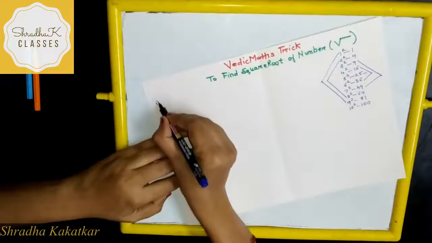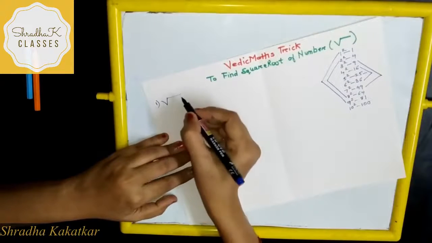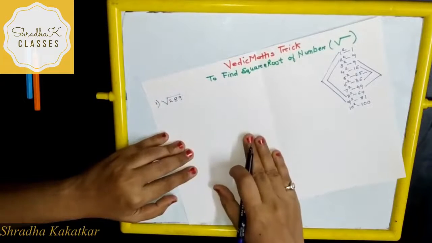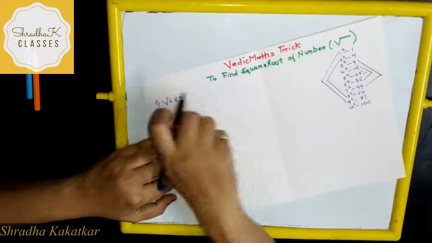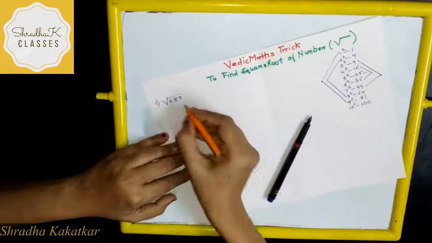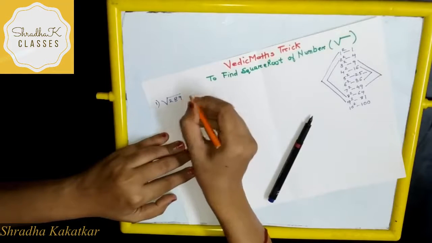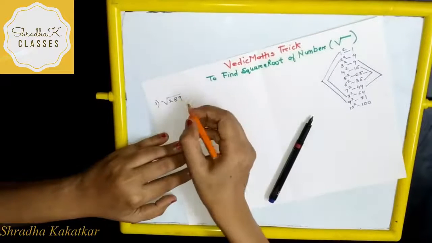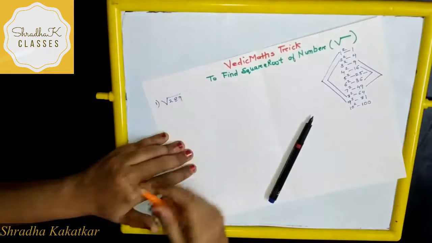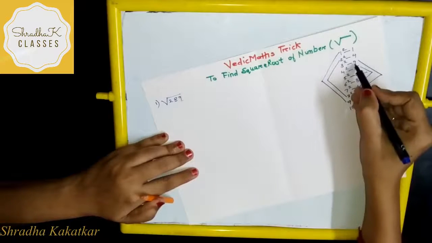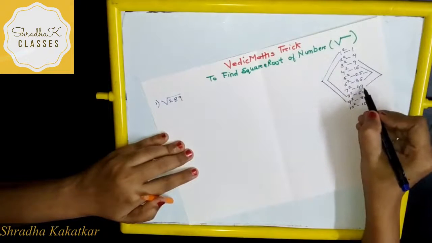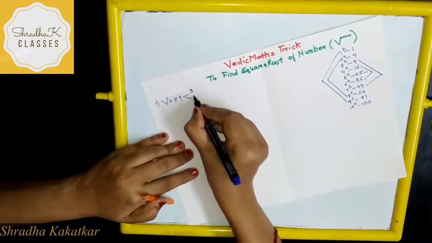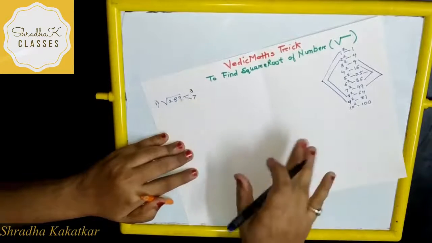Let's first try finding the square root of 289. What we have to do is find a number whose square ends with 9. So 3 squared ends with 9 and 7 squared ends with 9. So we will write 3 and 7. Okay, this is our first step.